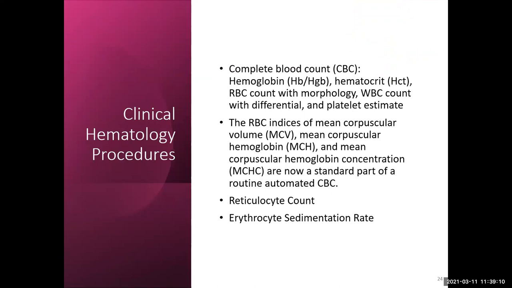So in hematology, some of the procedures that you do is a CBC. Your CBC is going to consist of hemoglobin, hematocrit, red blood cells with morphology, a white blood cell count with the differential, and platelet estimates. You also get your red blood cell indices within the CBC, which is your MCV, MCH, MCHC. These are part of what you can use to look at on your printout when you do a CBC, to kind of help gauge what your red blood cell population is going to look like. Then you can also do a reticulocyte count, and you can also do a SED rate, ESR or SED rate.